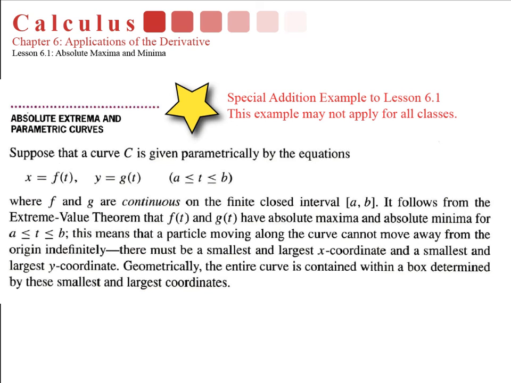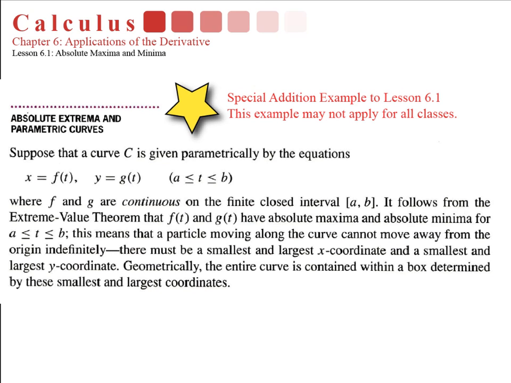Finally, let's talk about absolute extrema and parametric curves. Suppose that a curve C is given parametrically by the equations x is a function of t, y is a function of t, and t is in the finite closed interval from a to b, where f and g are continuous on the finite closed interval from a to b.